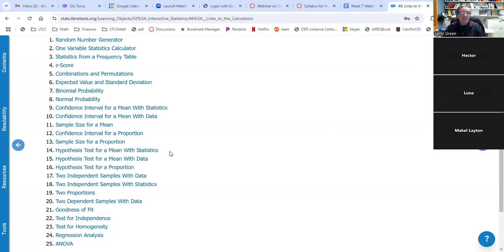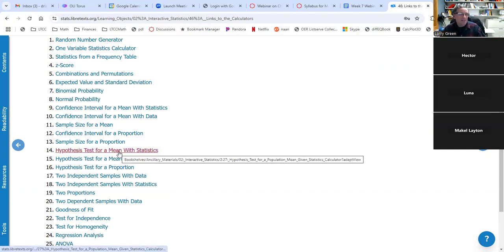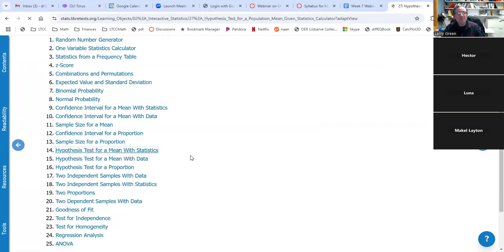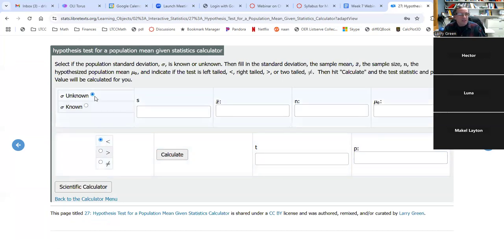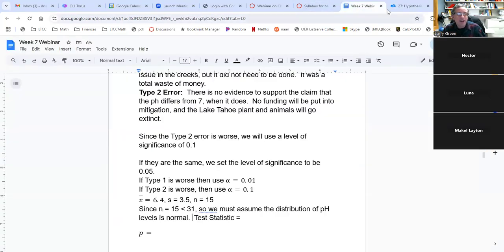Yeah, it's 14 because we have statistics. We have X bar and we have the S. So we're testing for a mean with statistics. Sigma's unknown. In our class, it'll always be unknown. Some professors wanted me to include known, but you never know the standard deviation of the population. I did this for some other colleges. Okay, S was given, and that was 3.5.